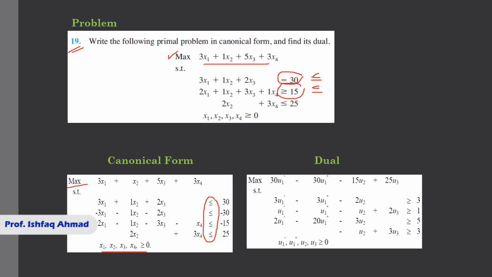Then we can generate or develop its dual problem. As we have four variables in the original problem, then we must have four constraints in the dual. And if we observe, there are four constraints in the original problem, and we should have u1 dash and u1 double dash, u2 and u3, four variables for the dual problem.